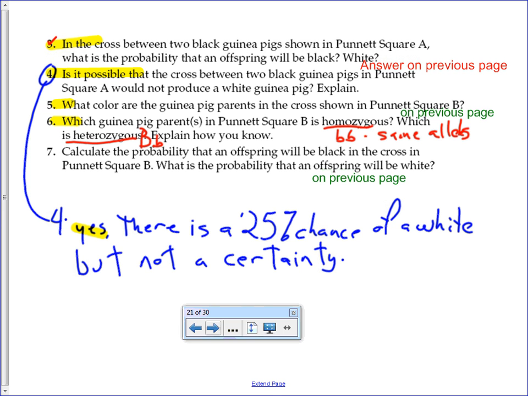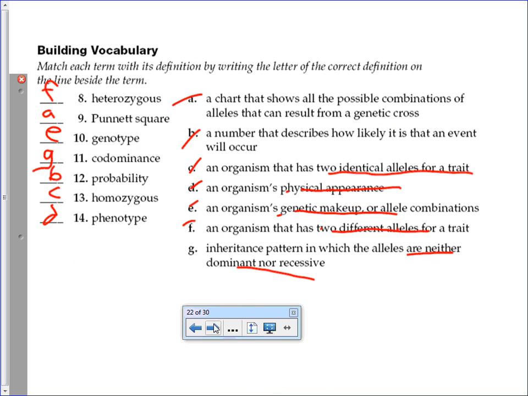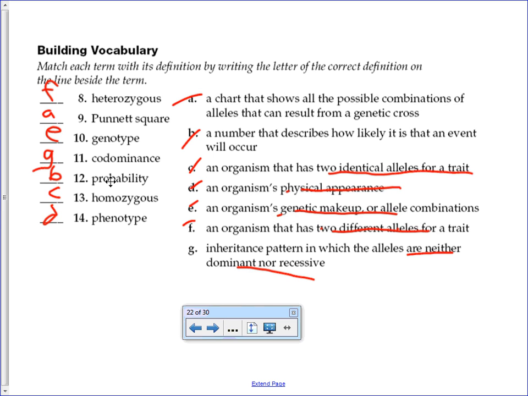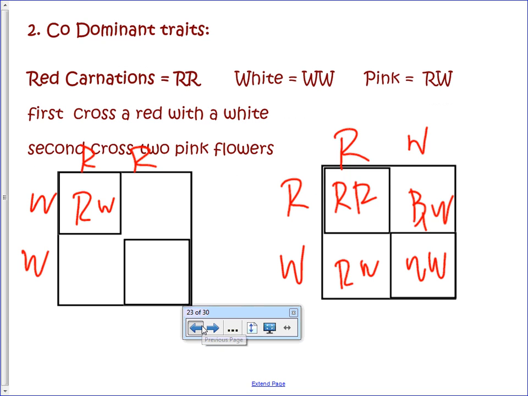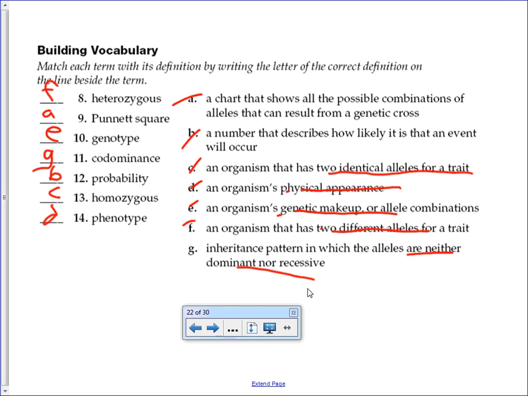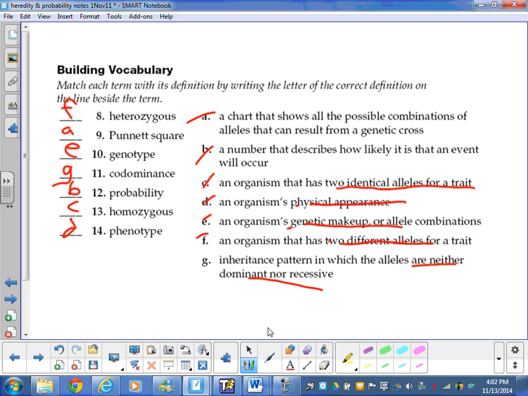Which guinea pig parents are homozygous and heterozygous? Again, we talked about all that already. And the probability of black and white. So those are all done already. And again, this is exactly the vocab that we did in the other flip lesson. Make sure you have those correct. And that's something we'll do tomorrow. So that is all that you need to know. That's all the correct answers to the worksheets for this material.